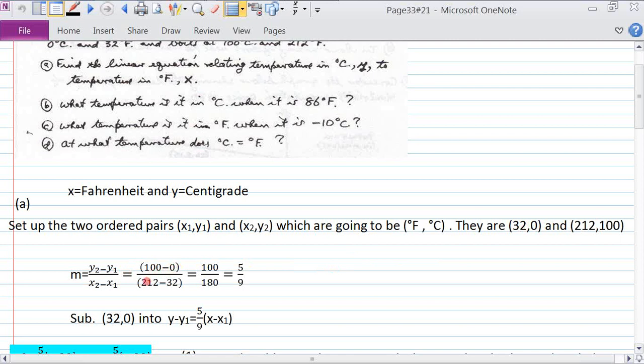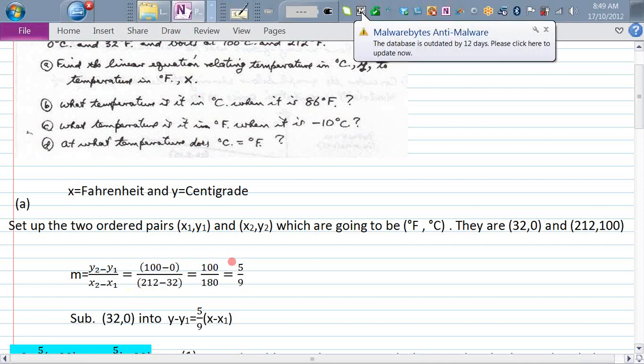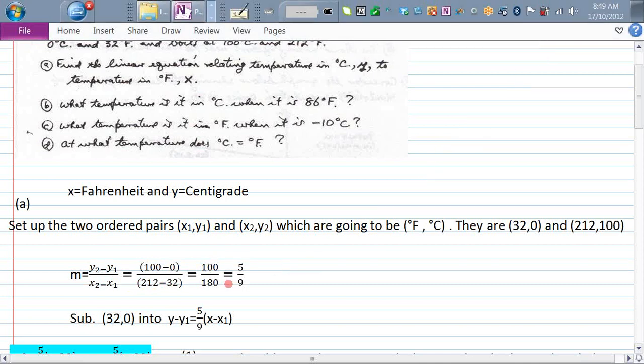What do we do? We substitute x1, y1, x2, y2 into the relationship for the slope. So 100 minus 0 is 100, and 212 minus 32 is 180. Now we could just cancel the zeros and then do 2 into 10 gives me 5, and 2 into 18 gives me 9. Reduce it that way. Or what you could say, 20 into 100 is 5, and 20 into 180 is 9. So we now know the slope.